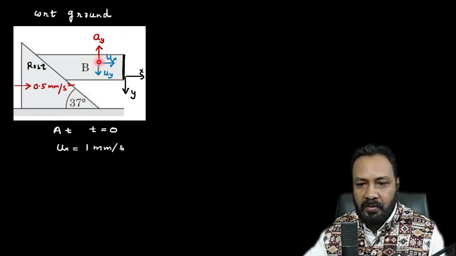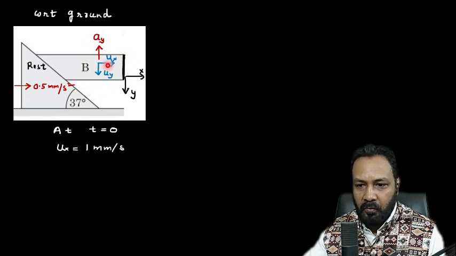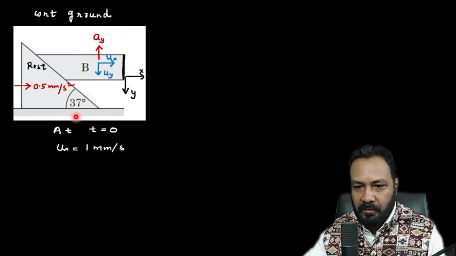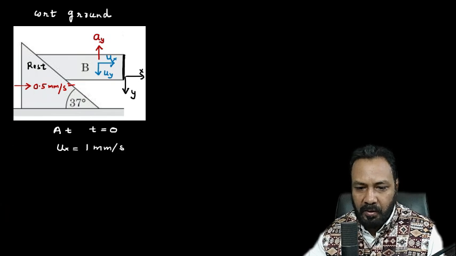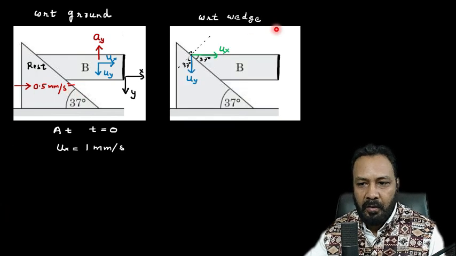Suppose the bar has an acceleration ay. You can assume it in the downward direction; automatically you will realize that you are wrong, and I will show why it is in the upward direction. So we have ux, and the acceleration of the wedge is 0.5 mm per second square. Now see with respect to the wedge, first of all the velocity part.